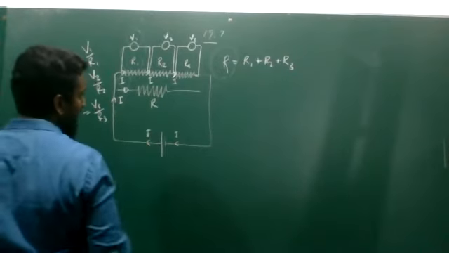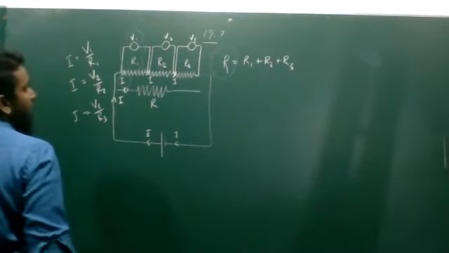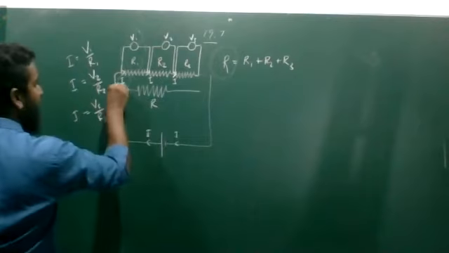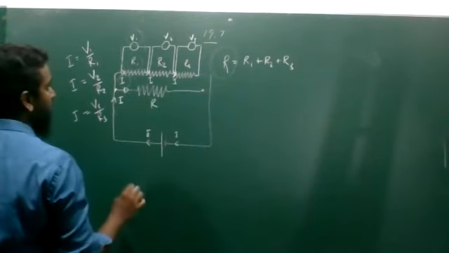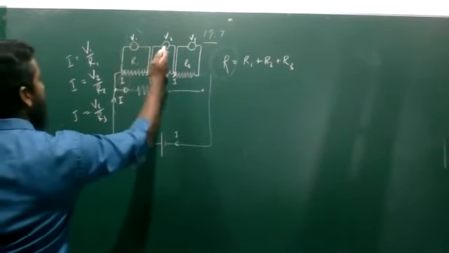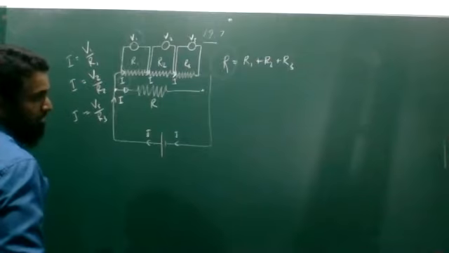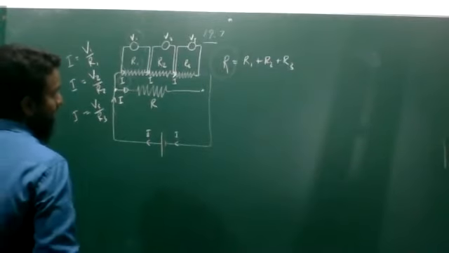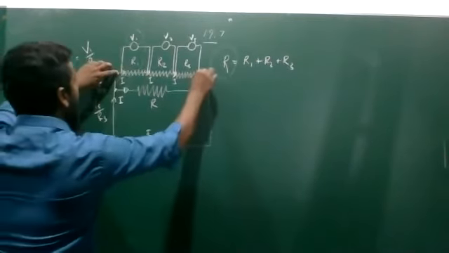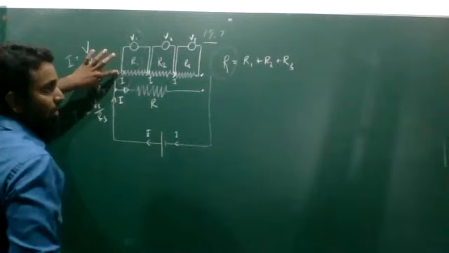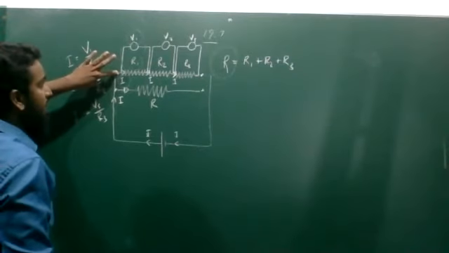What is the potential difference across this R? That is going to be the total potential drop of these three. Correct or not? Right? From here to here, how much potential drop is there?